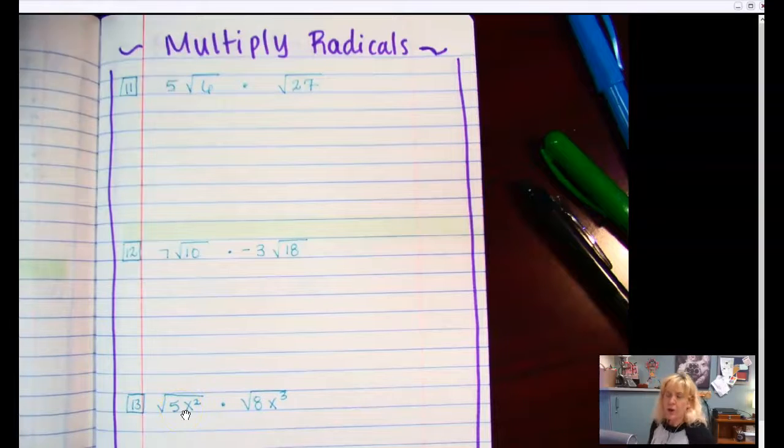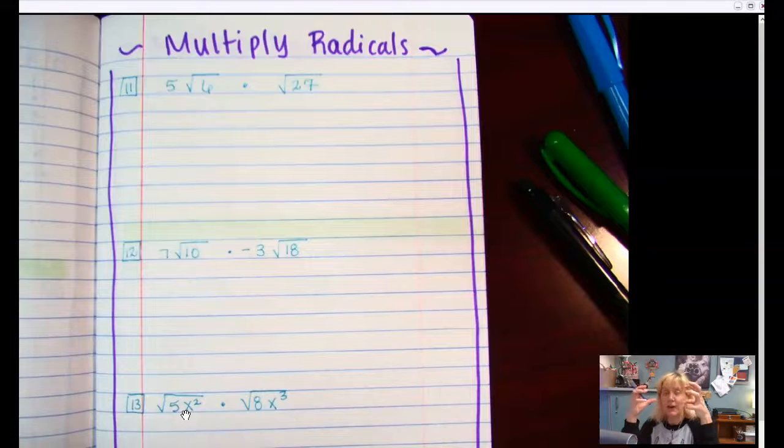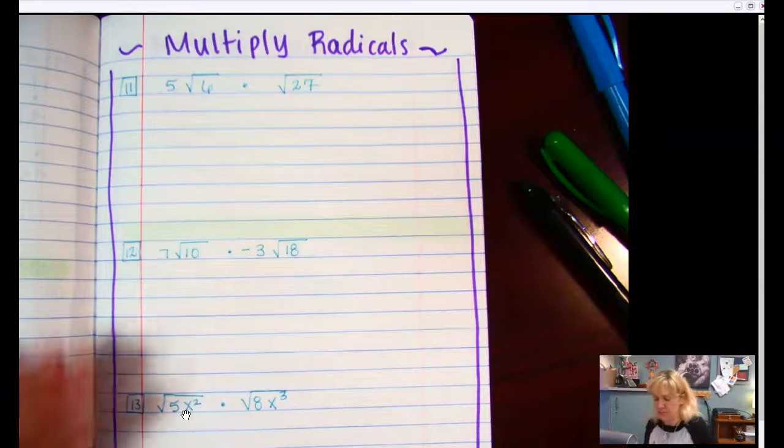Okay, so here we are with multiplying. Multiplying is completely different. We actually do stuff with the numbers underneath the square root symbol. We're going to multiply everything on the outside. We're going to multiply everything on the inside, simplify, box in our answer, and be done.